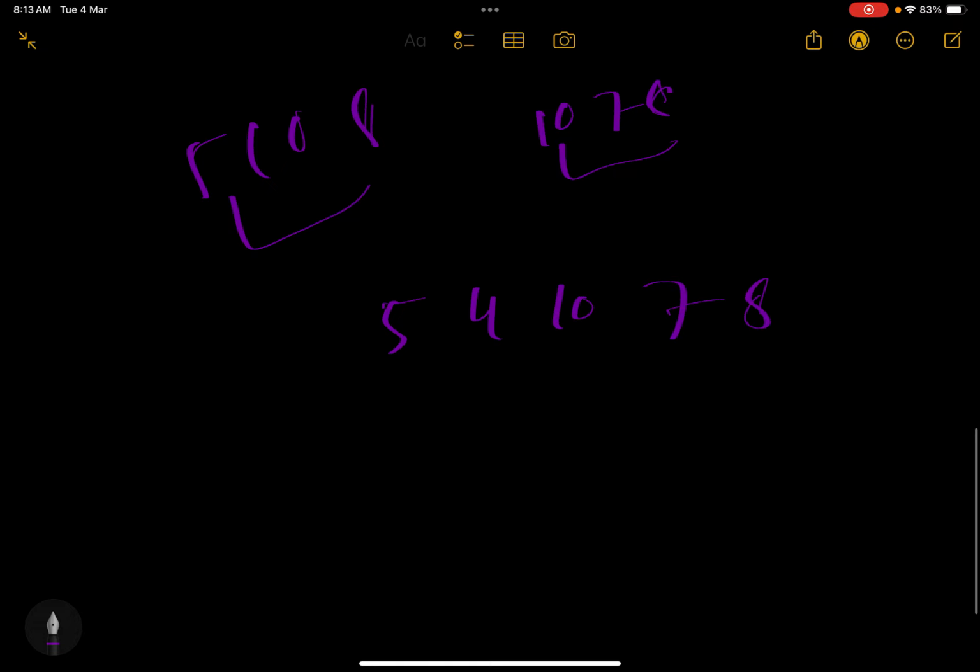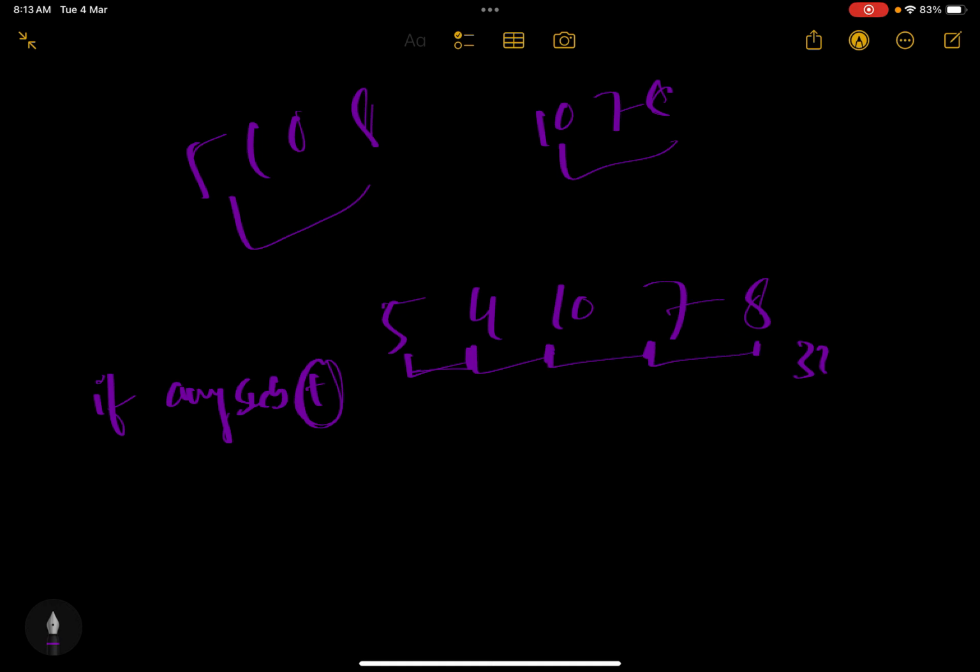5, 4, 10, 7, 8. So what will be the maximum sum of a subarray? If a subarray contains all positive numbers, will it be the maximum? See, 5, 4 gives 9, 9 plus 10 is 19, 19 plus 7 is 26, 26 plus 8 is 34. If all are positive numbers, it is always the best move to take all elements in your sum, because it will always be maximum.